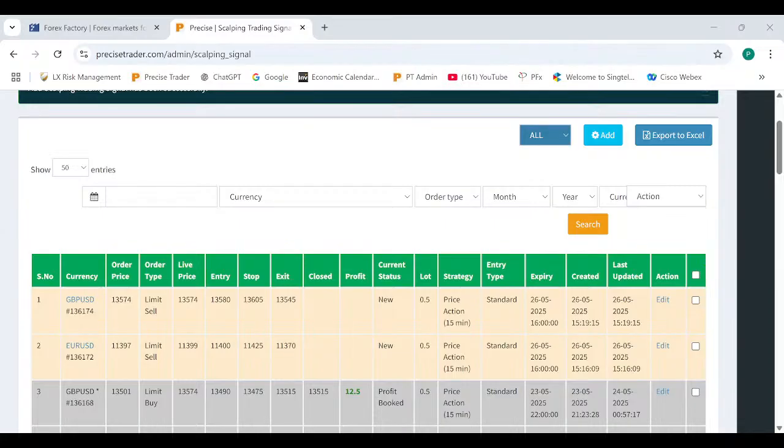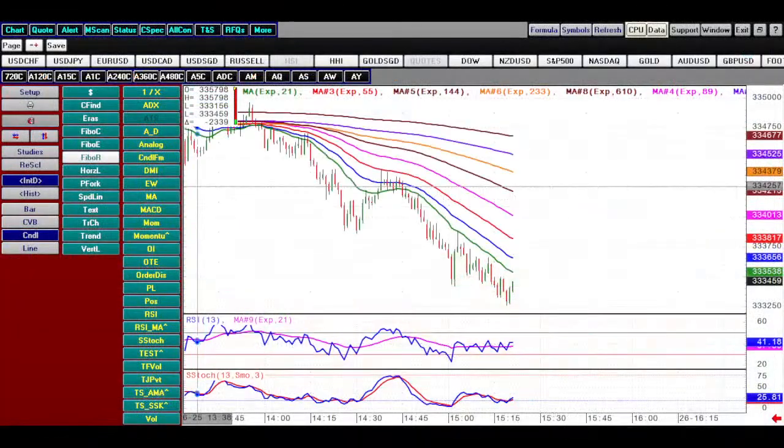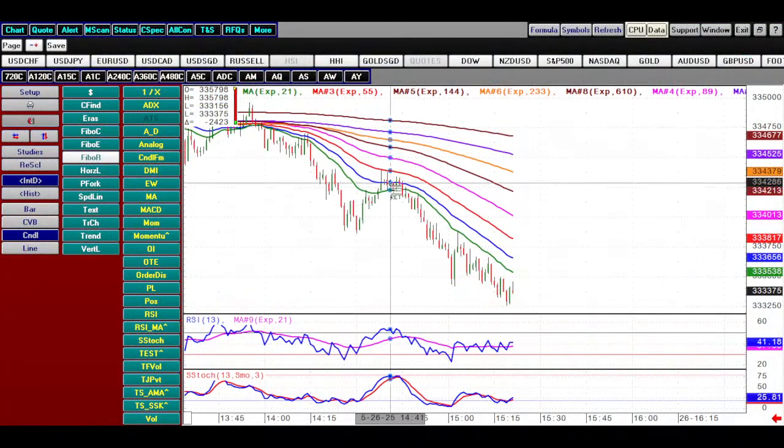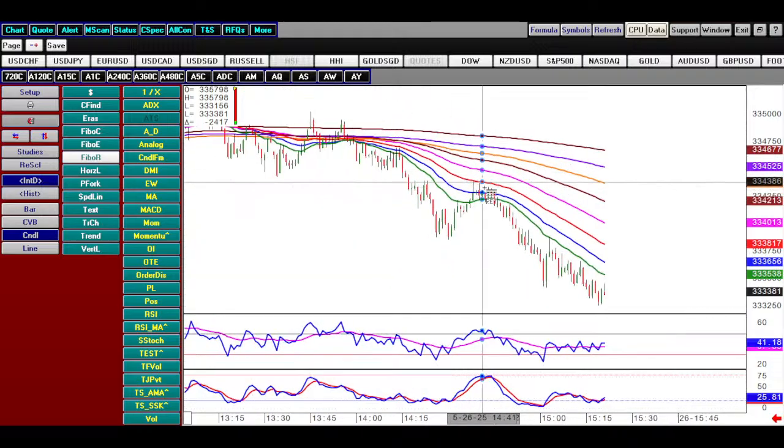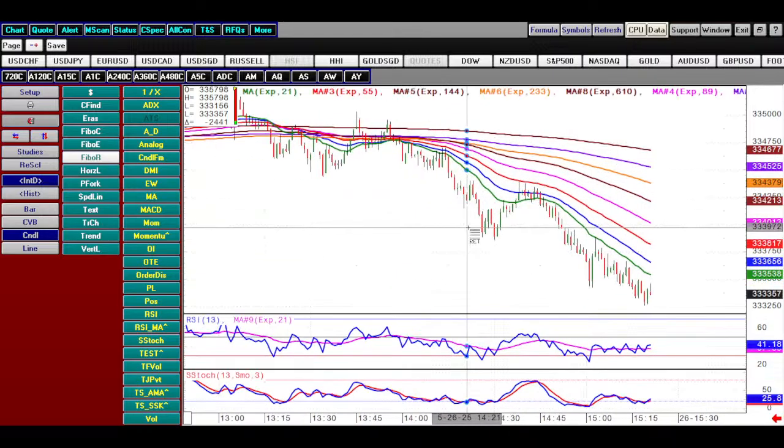So the re-entry should be for those people who have not got in. Sorry, I'm not sharing the chart. Sorry. So here, this is a gold chart.